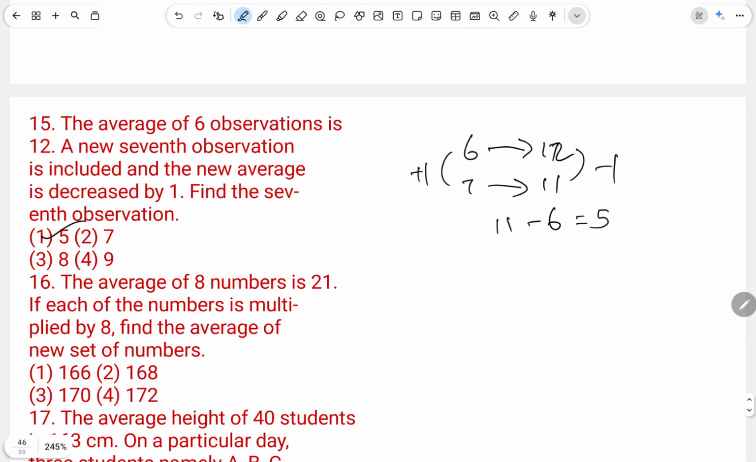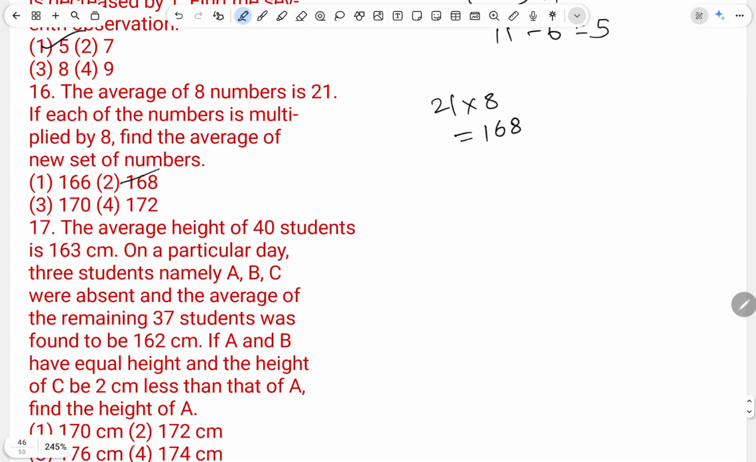The average of 8 numbers is 21. If each of the numbers is multiplied by 8, find the average of the new set. When each observation is added, or each observation is subtracted, or each observation is multiplied, or each observation is divided, then the average also should be added or subtracted or multiplied or divided. So here multiplied. So 21 into 8 is equal to 168.